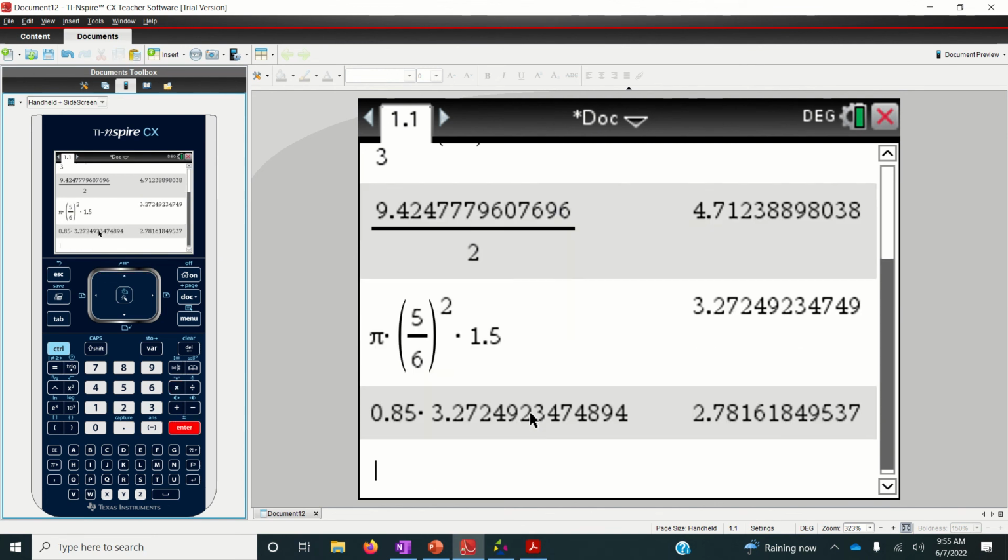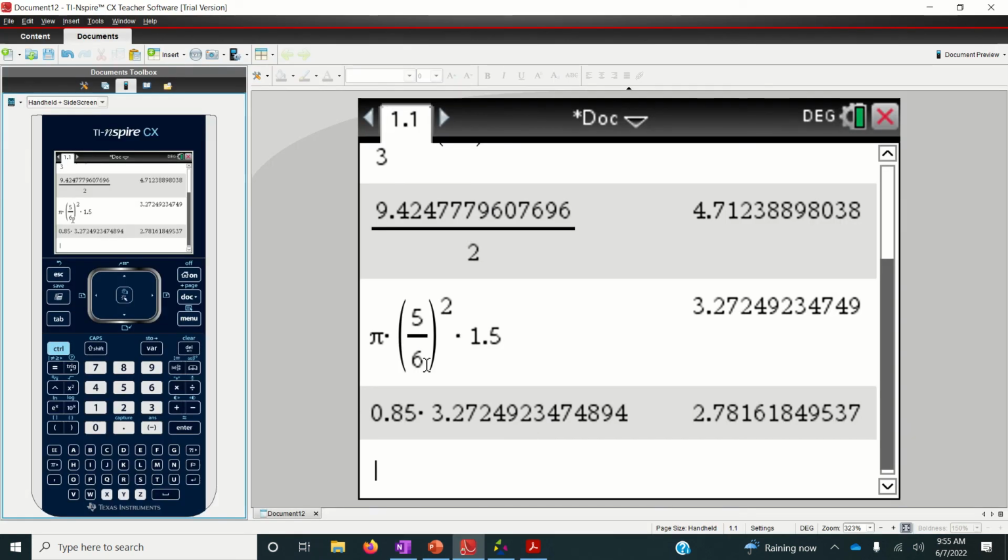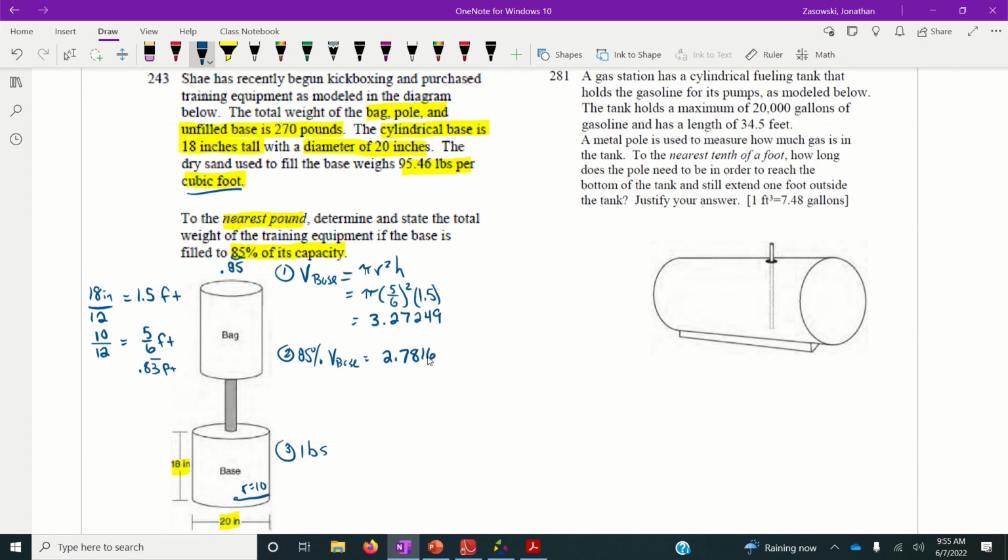It's 2.781618. All right, remember this is in cubic feet.